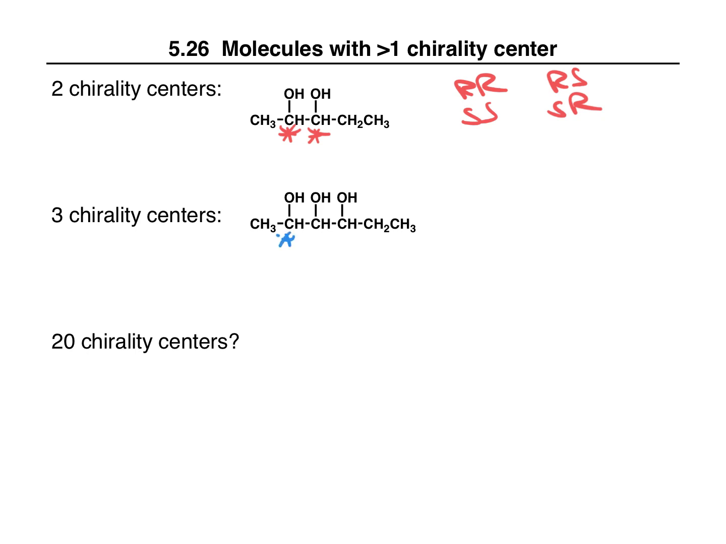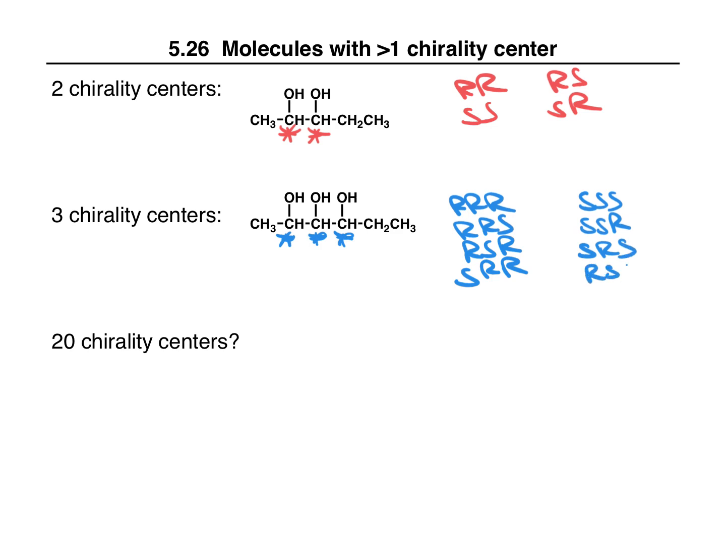In our next example, we have 3 chirality centers. So we could have RRR, RRS, RSR, SRR, SSS, SSR, SRS, RSS. I believe those are the possible combinations, so this means we have 8 stereoisomers possible. And RRR compared to SSS, these would be enantiomers, these would be enantiomers, these would be enantiomers, and these would be enantiomers. This one compared to this one would be a diastereomer, this one compared to this one would be a diastereomer, etc.